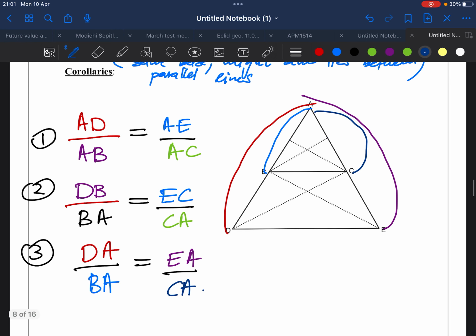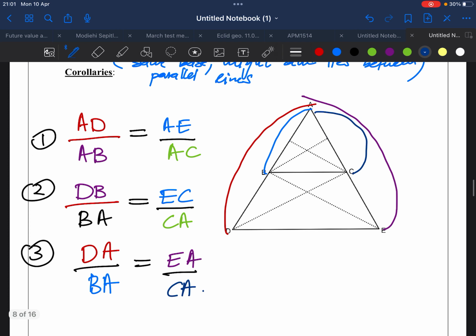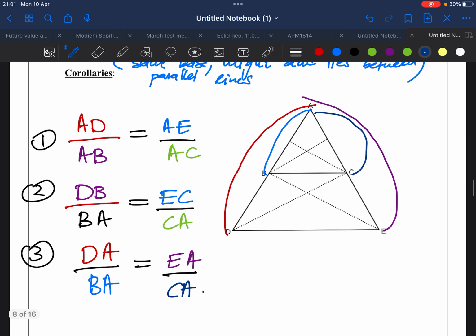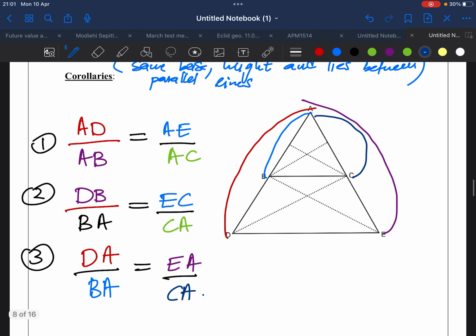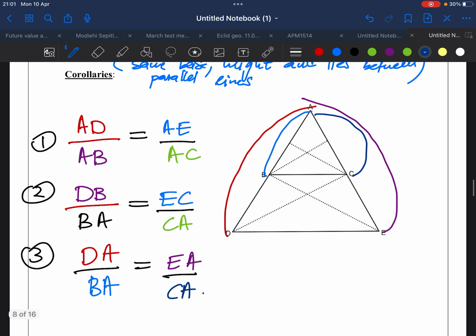You may continue and investigate if we have more corollaries in the proportionality theorem. You are more than welcome to investigate more corollaries, but for today I'm going to leave it here. So find out more corollaries on this theorem. I hope this theorem is clear to everyone, and we will go straight to the applications of this theorem. It is very nice to work with this theorem.